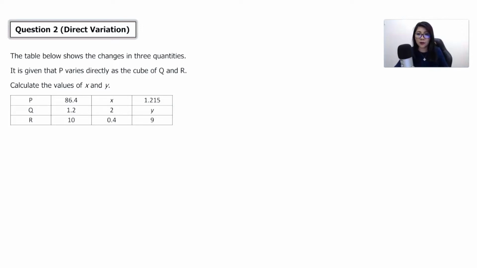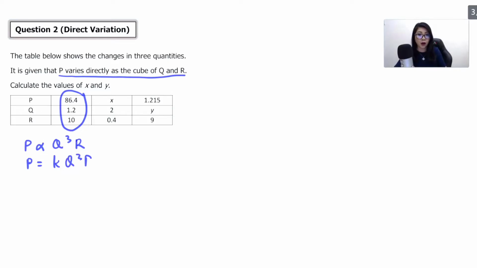So first, I'm going to look at the table. It's given P, Q, and R. I'm going to use this to find my K, which is the constant. So P varies directly as the cube of Q and R. After that, we're going to change it into equation form. So we multiply by K. So K, Q cubed, and R.